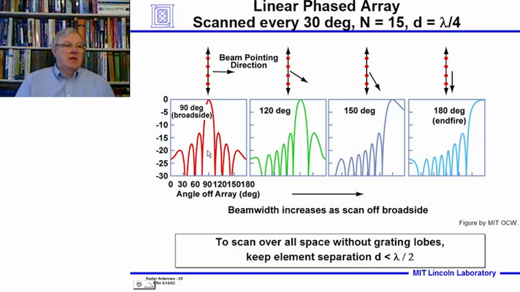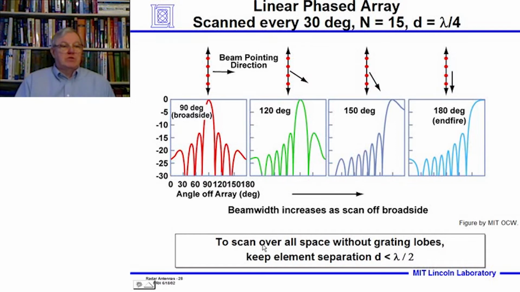So here's that broadside gain pattern, and we see it's all nice and fine. We've got a nice, well-defined beam, reasonable side lobes. If we shift it out 30 degrees to the angle, we see that the beam broadens. And if we shift it out 150 degrees, it broadens even more. And if we shift it out 90 degrees, it broadens a lot. So the beam width increases as we scan off broadside.